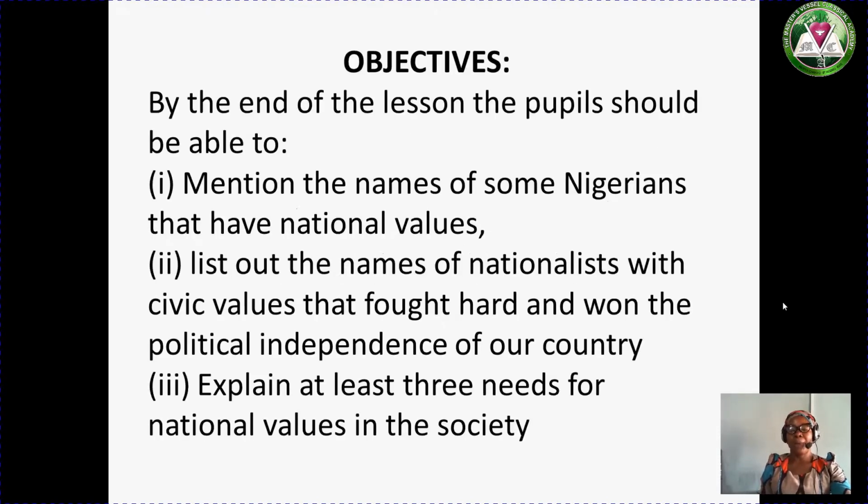Objectives. By the end of the lesson, the pupils should be able to, number 1, mention the names of some Nigerians that have national values. Number 2, list out the names of nationalists with civic values that fought hard and won the political independence of our country. Number 3, explain at least 3 needs for national values in the society.